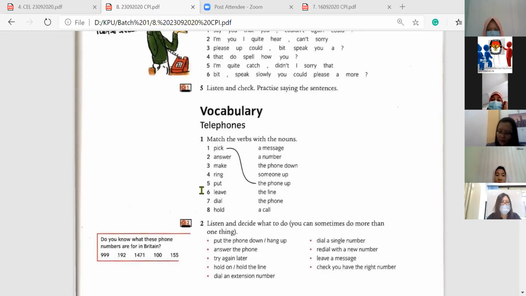Message, yes. Or if you don't want to leave a message, you can also put down the phone, right? Sometimes I don't like leaving a message. I'll just text maybe. Okay, so you can either leave a message or hang up. Next.